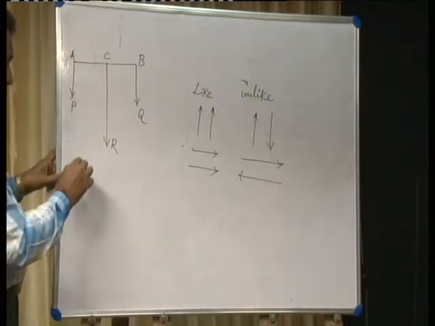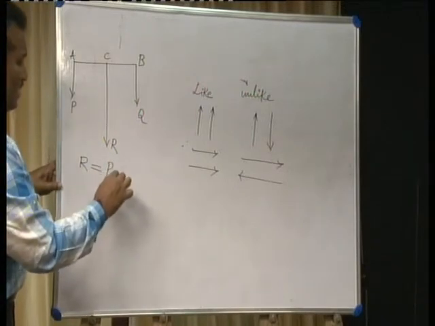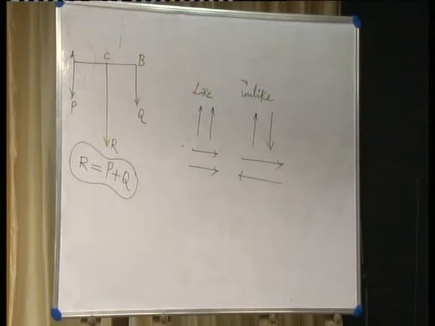In such a case, the resultant in case of like parallel forces is simply equal to the sum of the two individual forces. With which direction does the resultant act in case of like parallel forces? With common sense you can say the direction of the resultant is the same as that of either force P or force Q. Definitely the resultant is parallel to either P or Q. So, in case of like parallel forces, the magnitude of the resultant is simply equal to the sum of the two individual forces, and the direction of the resultant is the same as that of either of the two forces.